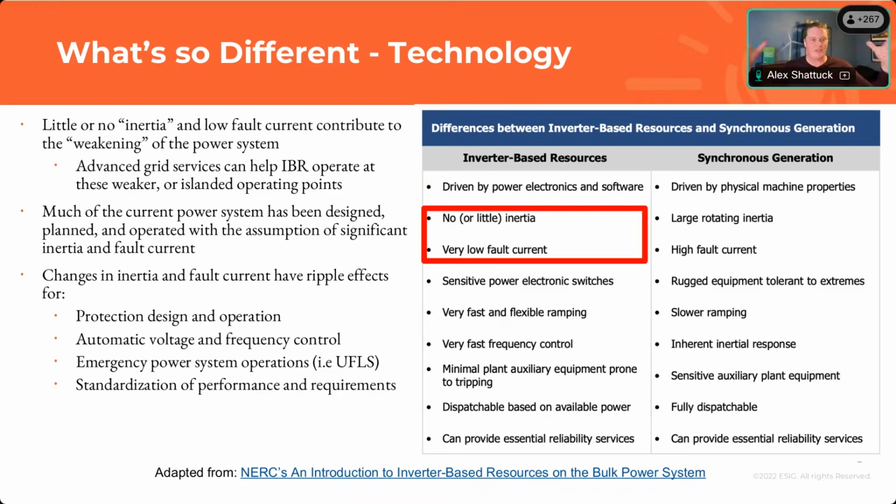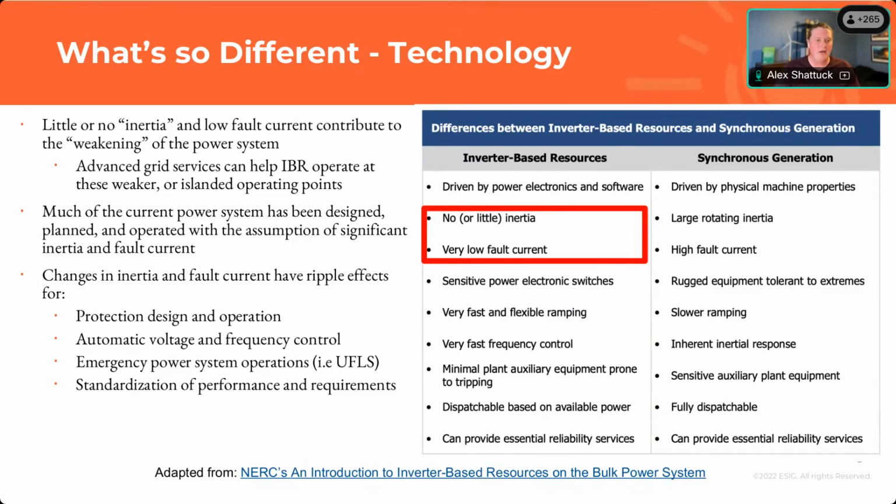On the system-wide perspective, there is the lack of inertia. As IBRs are increasing in penetration, inertia is lessening. I'm using inertia and weakening in quotes. Inertia and weakening aren't the best terms. There are more specific terms, but I'm using those today.